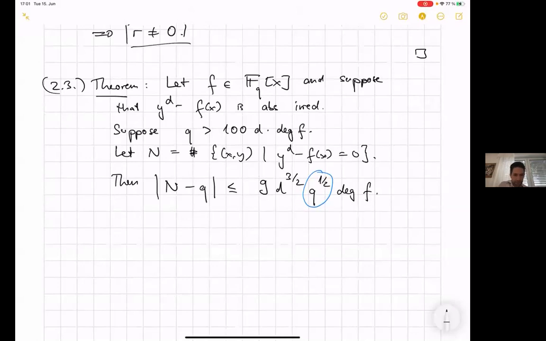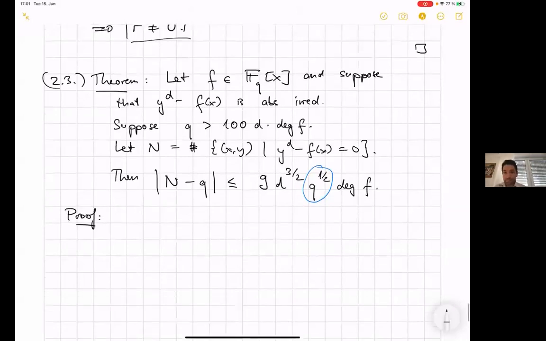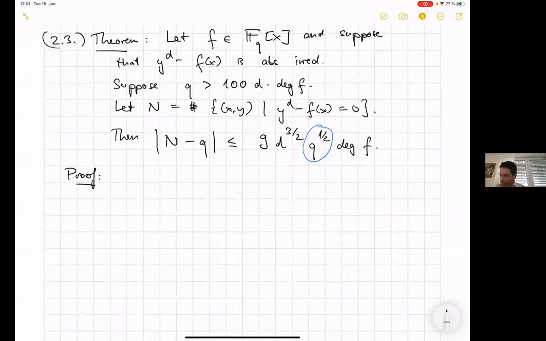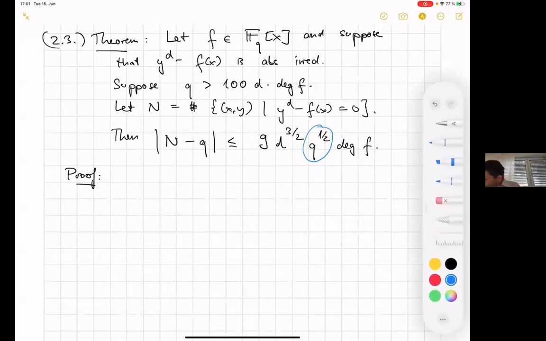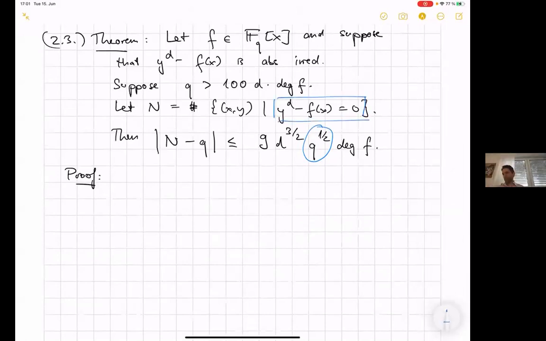Okay, so how do we do that? Proof. We want to solve this equation, y to the d minus f of x equals 0. And we have to distinguish two cases, one of which is somehow trivial. If y is 0, then x must be a root of f, but there can't be too many, at most as many as the degree says. So this is an easy case. The other case is more interesting. If y is non-zero, then f of x has to be a dth power in the multiplicative group of the finite field.